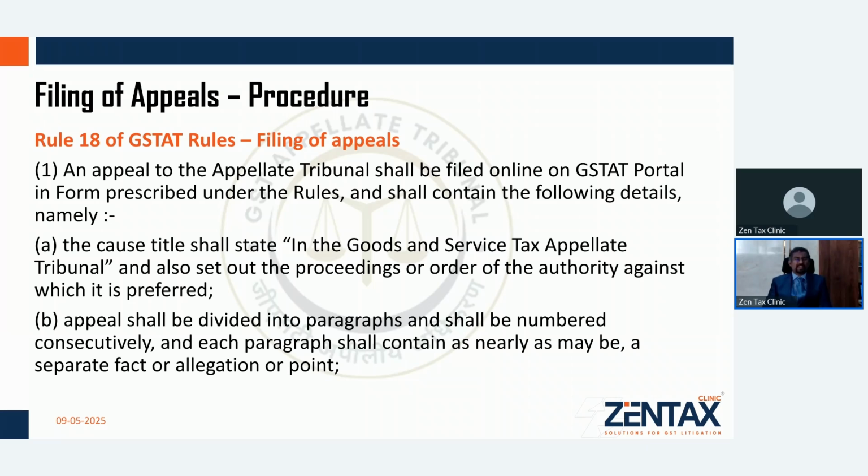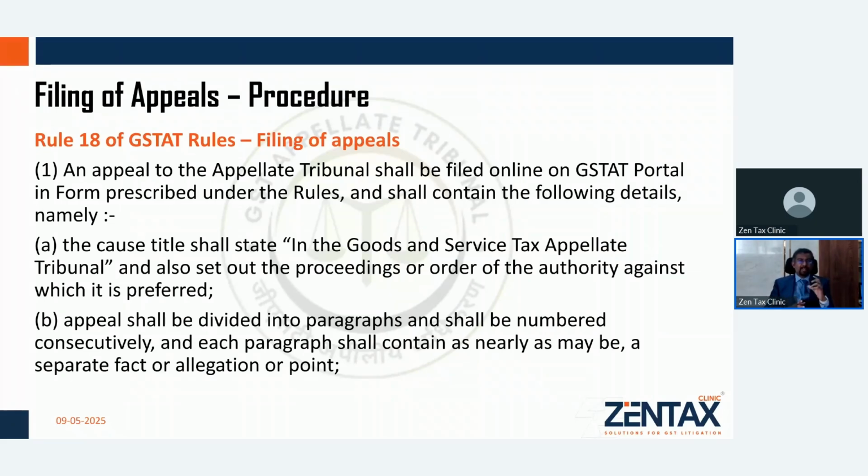Now going into a couple of very practical procedures. Rule 18 of the GST Appellate Tribunal rules: an appeal to the Appellate Tribunal shall be filed online. Here again they very clearly specify that it shall be filed online on the GST Appellate Tribunal portal, in the form as per the rules, and shall contain the following details. In the very title, it shall state: in the Goods and Services Tax Appellate Tribunal, and also set out the proceedings or the order of the authority against which it is preferred. For example, in the GST Appellate Tribunal, against the order passed by the Joint Commissioner of Central GST, Coimbatore.